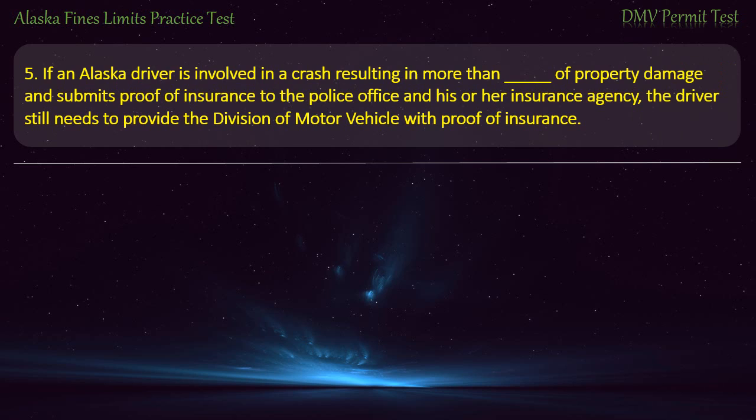Question 5. If an Alaska driver is involved in a crash resulting in more than of property damage and submits proof of insurance to the police office and his or her insurance agency, the driver still needs to provide the Division of Motor Vehicle with proof of insurance. $401. $501. $2,001. $101. Answer. $501.